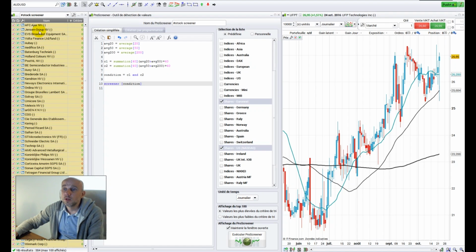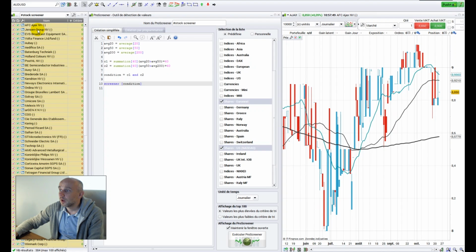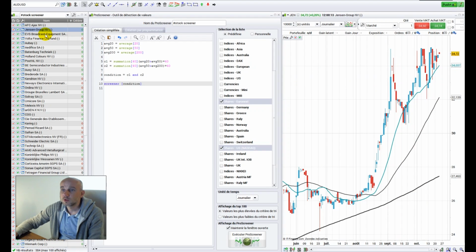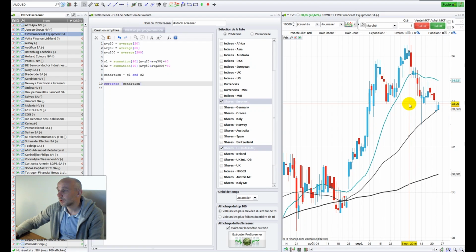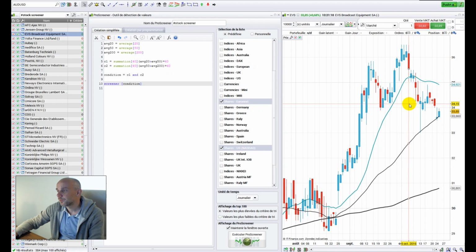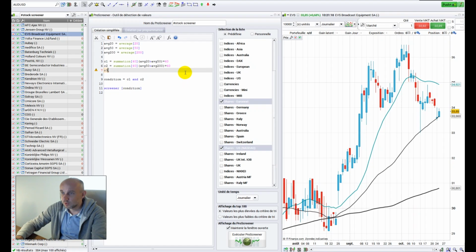So we got many stocks, but there are also some erratic, not so good results. So maybe we could filter a bit more. So we could make a condition to test if there is a rebound of the current candlestick on the moving average 20 periods.